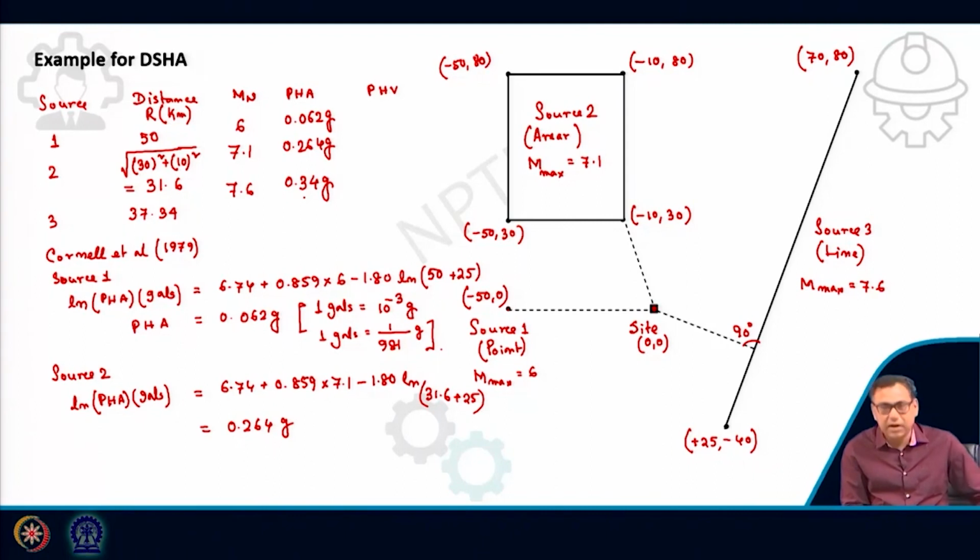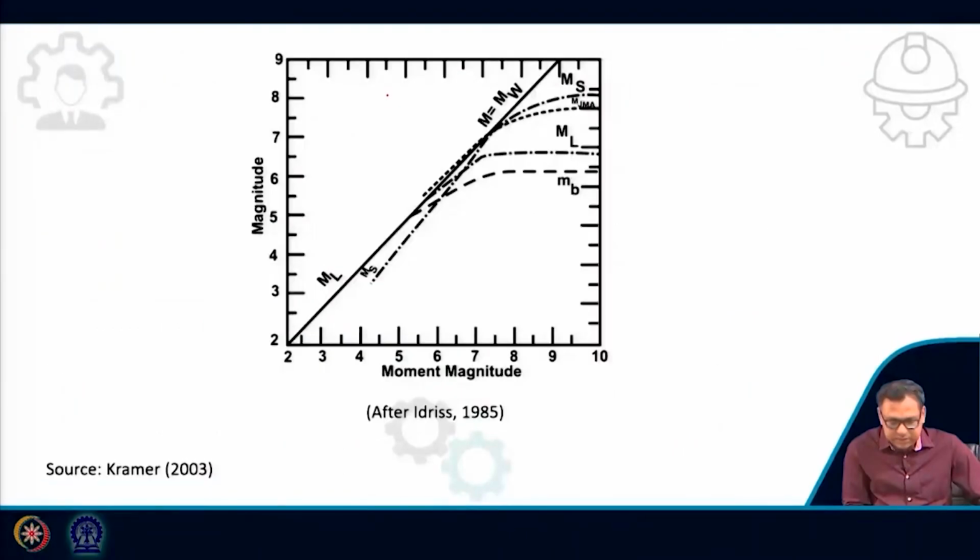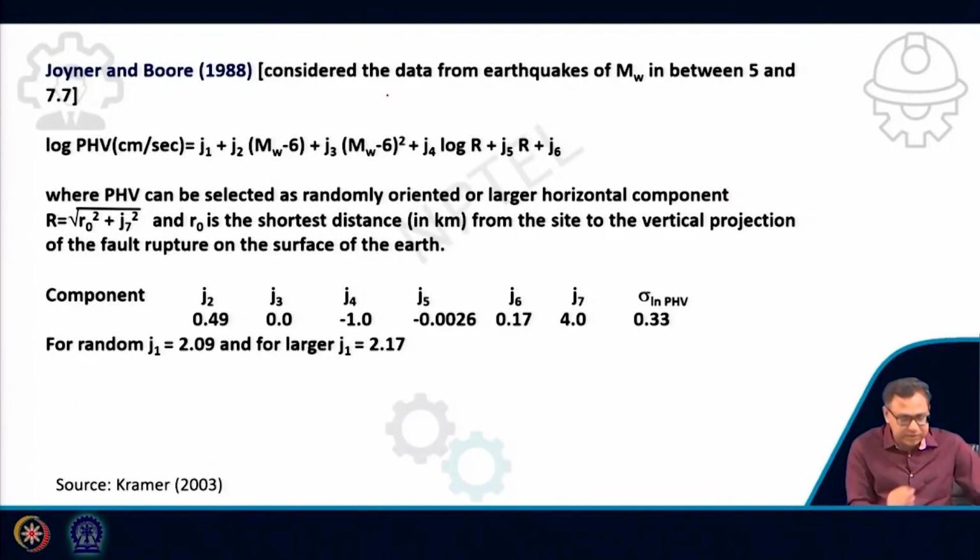Now I cannot use Campbell's 1994 relationship, because we have soil types, rock types, and fault characteristics required. I don't have that information. Okay. Now to calculate PHV, I can use this expression.